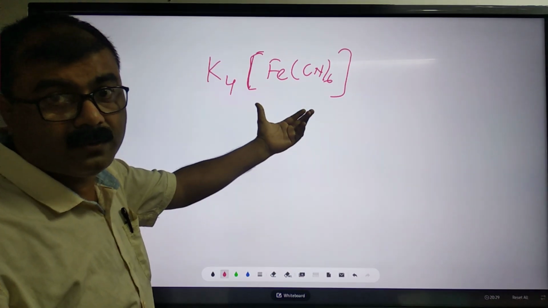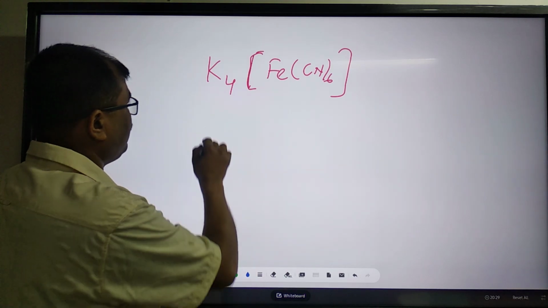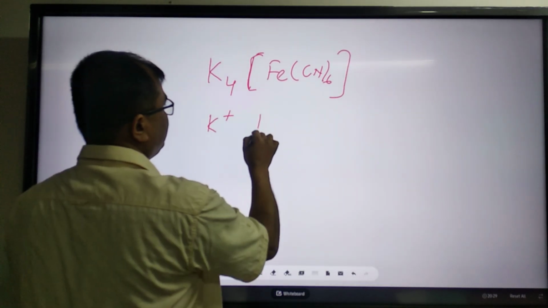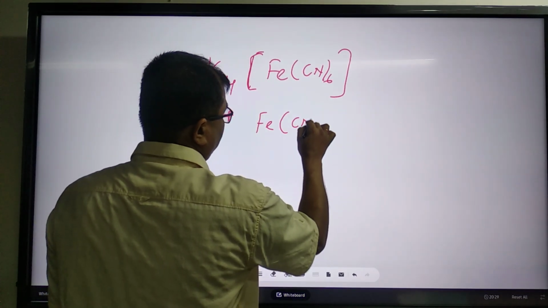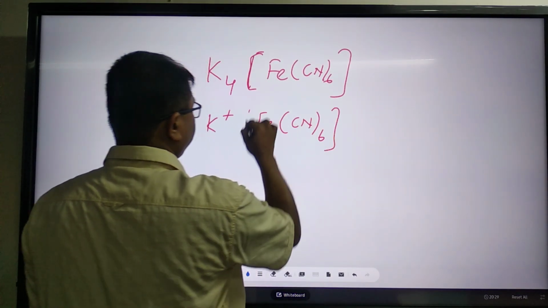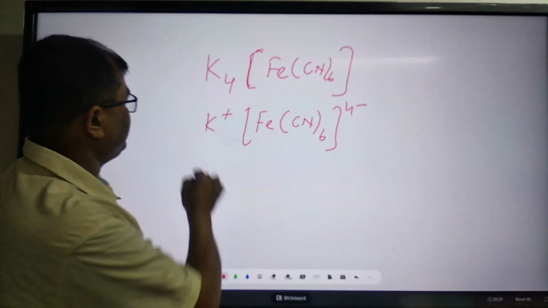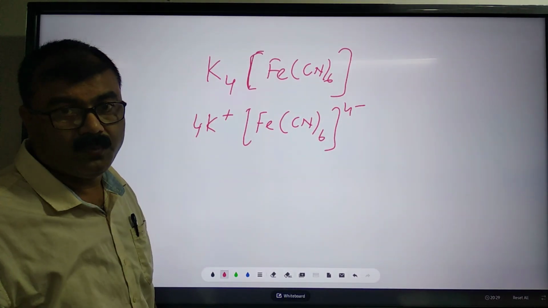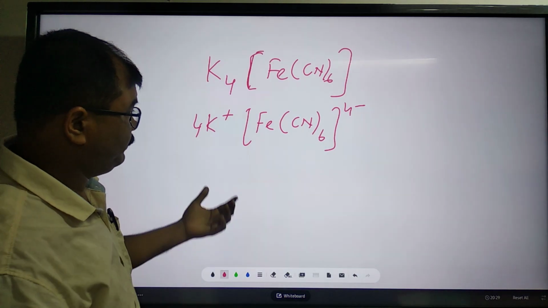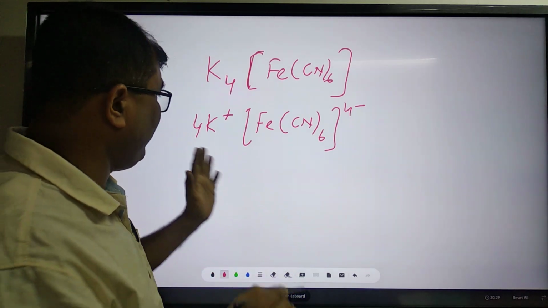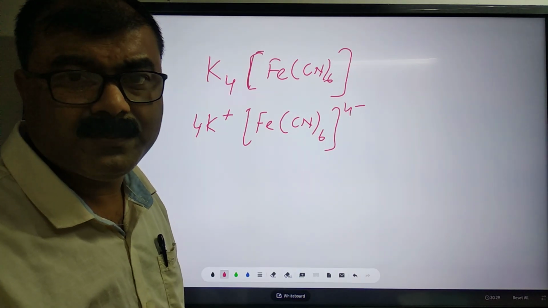This is a salt. You can tell this is a salt because you have one cationic species and one anionic species. This is 4 minus, therefore it must be 4. Yes, any salt must have a counter cation and a counter anion.